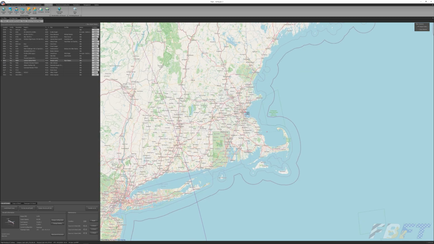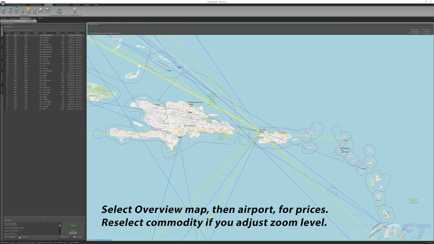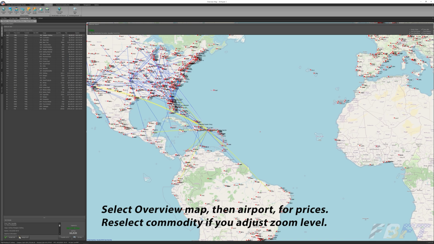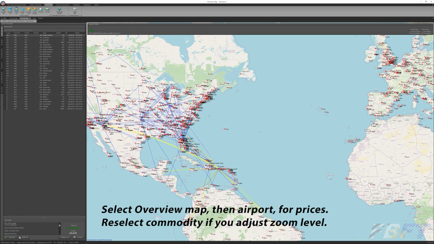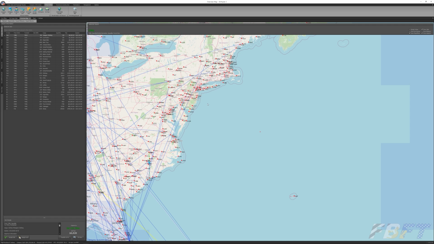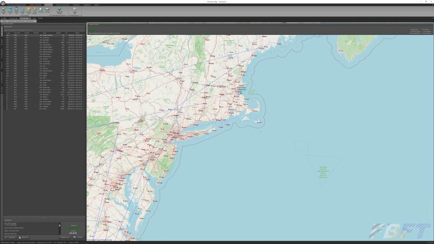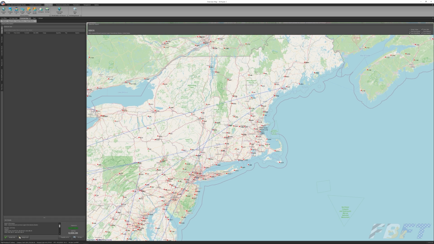When we're dealing in the commodities, we're going to really be relying on this Overview tab. This is where we're going to see locations, costs per unit, and then the cost differences per unit. That's what we really want to see. When you zoom in and out on the map, be sure to reselect your commodity if you adjust the zoom level, because the prices will not update, so you won't see that accurate price difference.